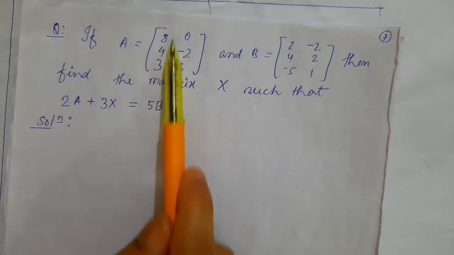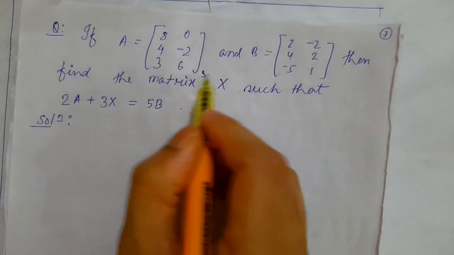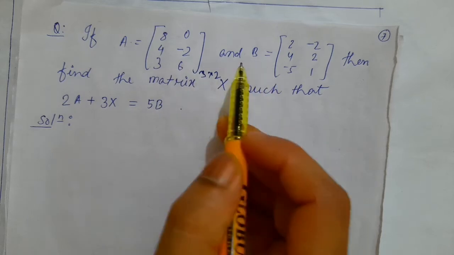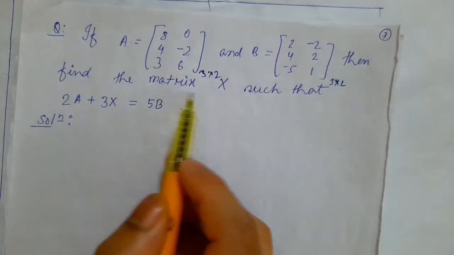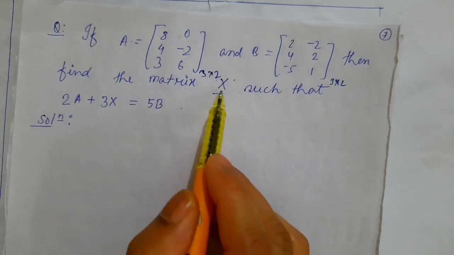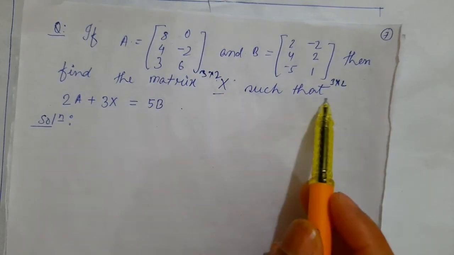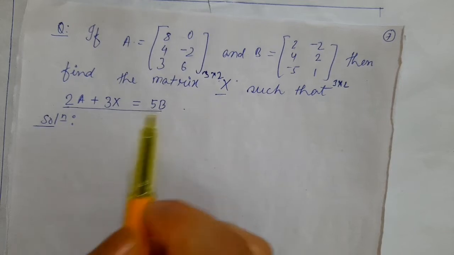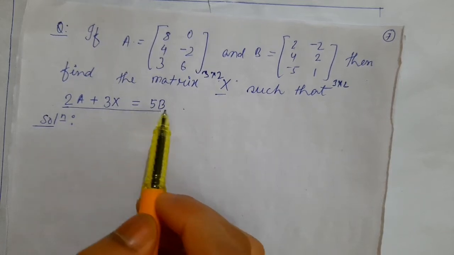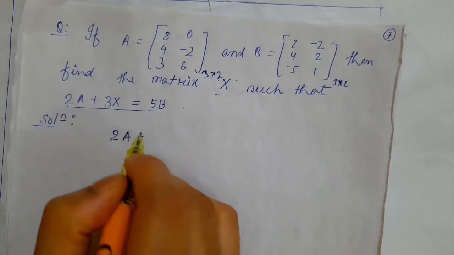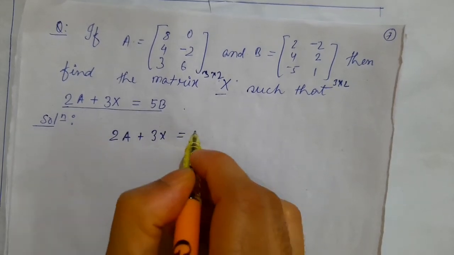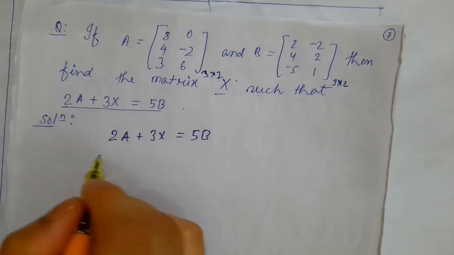3 rows, 2 columns, that is 3 by 2. A 3 by 2 matrix is given, both the matrices are 3 by 2. Then find the matrix X. They asked us to find the matrix X such that there is a condition 2A plus 3X equal to 5B. First we will go to the condition 2A plus 3X, that is equal to 5B.